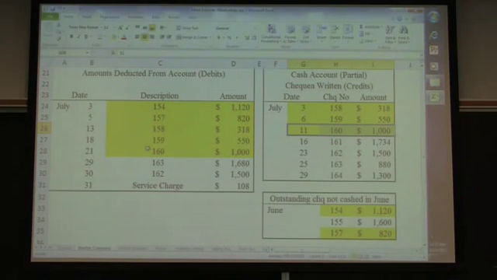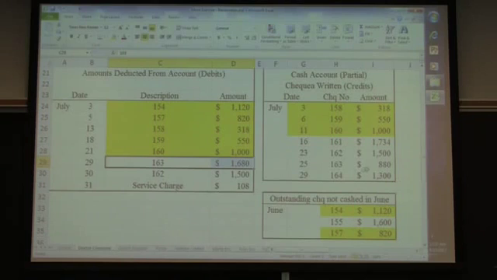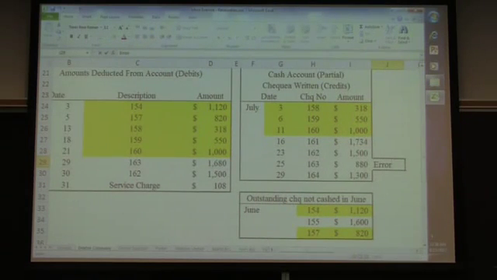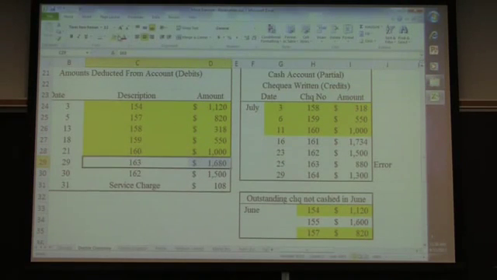And check 163. Now for check 163 here, basically speaking, the bank cleared it for 1680, but the company has only recorded the check as 880, so there's actually an error here. So I'm going to put a note here that we have to account for this error. Technically speaking, even though that has cleared through the bank, we have to do an adjustment to correct this error that was recorded.